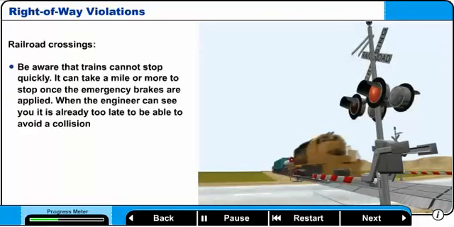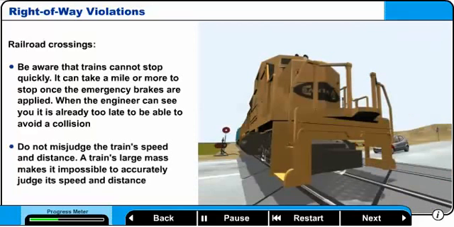Be aware that trains cannot stop quickly. It can take a mile or more to stop once the emergency brakes are applied. When the engineer can see you, it is already too late to be able to avoid a collision. Do not misjudge the train's speed and distance. A train's large mass makes it impossible to accurately judge its speed and distance.